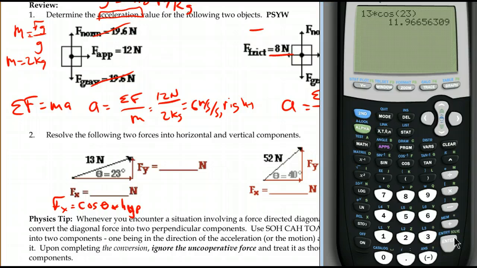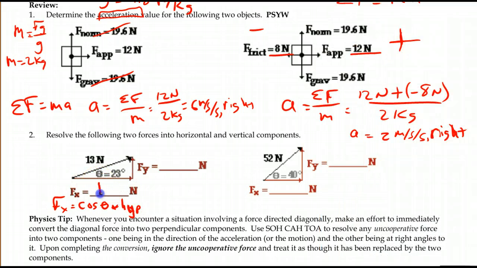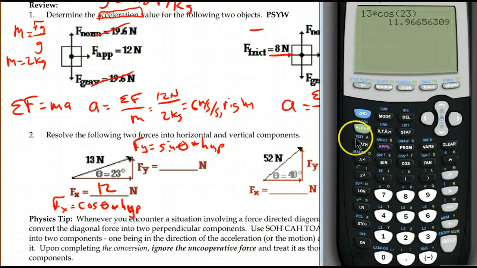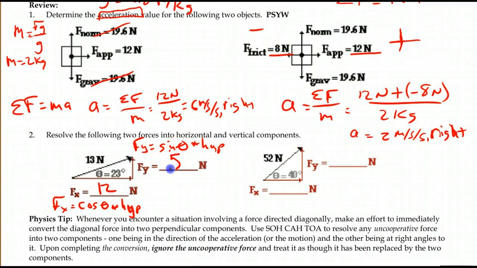And I get 11.966. I've got 2 digits there for significance, so that's going to round to 12 newtons. Okay, now whenever you're looking for the vertical force, in this case, it's on the opposite side of the triangle, so you're going to want to use Fy equals sine of theta times the hypotenuse. So with this situation, I want to use this 13, which is the overall force, and multiply that by the sine of 23 degrees. Now, 23 being less than 45, I should get less vertical force and more horizontal force, and I do. This rounds off to 5 newtons.